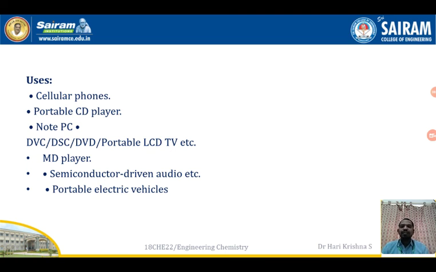It is used in semiconductor driven audio, portable electric vehicles, Note PC, DVC, DSC, DVD, portable LCD TV, portable CD player, AMD player. So it has n number of applications. You name it, it contains lithium ion batteries. Before this, you used nickel metal hydride and nickel cadmium batteries. Once the lithium ion battery entered, all the devices were made compatible with the lithium ion battery only.